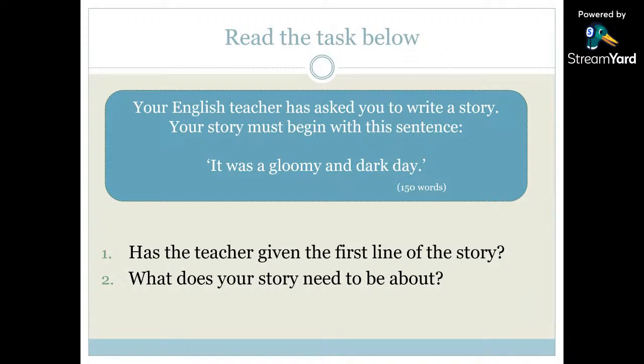Can you tell me, is it supposed to be a happy story or a sad story? Cerita ni patut sedih ke patut gembira? It was a gloomy and dark day. Okay, permulaan dia hari yang gloomy. Gloomy macam sedih and dark, gelap. Alright, jadi bila tengok ayat dia ni, cerita tu patutnya pasal benda yang sedih ataupun benda yang gembira.